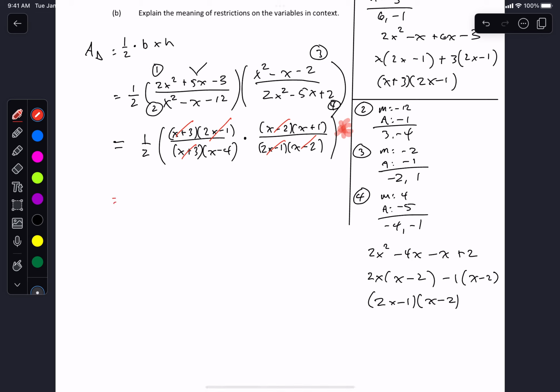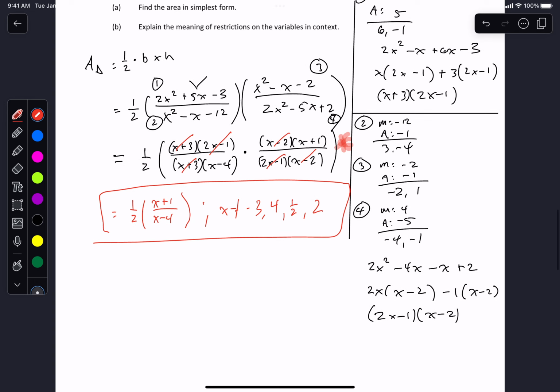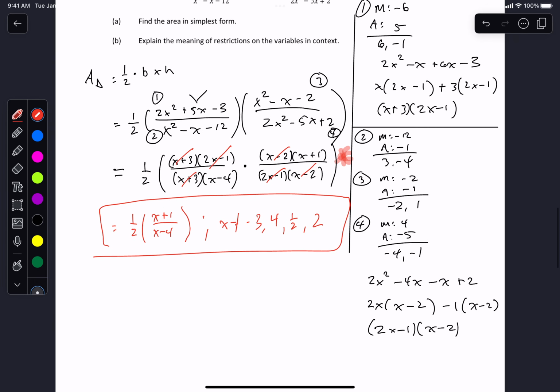So my simplified expression is going to be 1/2 times x plus 1 over x minus 4, where x can't equal -3, 4, 1/2, and 2. Okay, that's the area, simplified. That's the answer to part A.